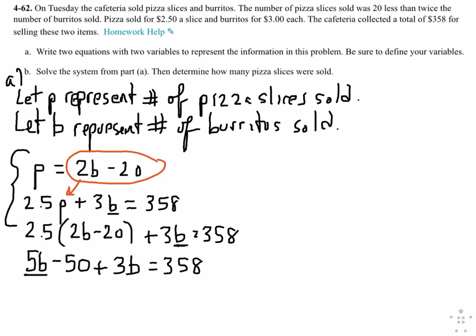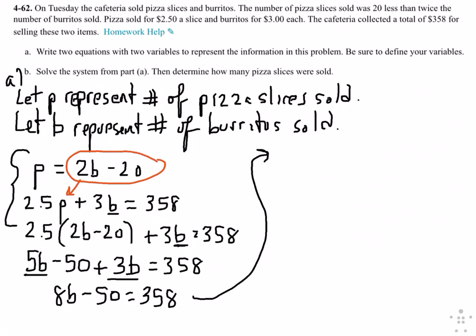So now we have 5B and 3B as 8B minus 50 equals 358. We add 50 to both sides, right? I'm going to come up here. So we get 8B equals 408. And we divide both sides by 8, and we get B equals 51, right? 8 times 5 is 40 and 1, so 51. So B comes out to be 51.